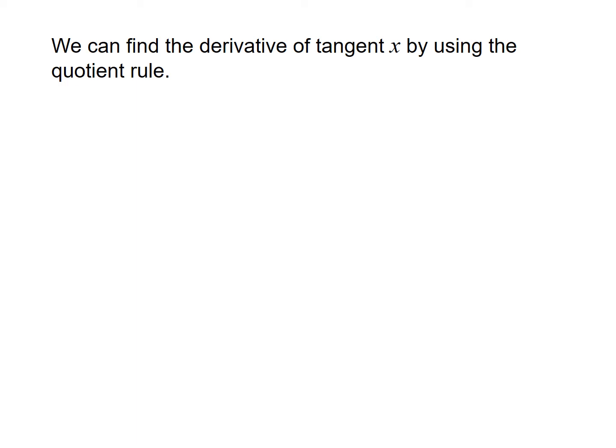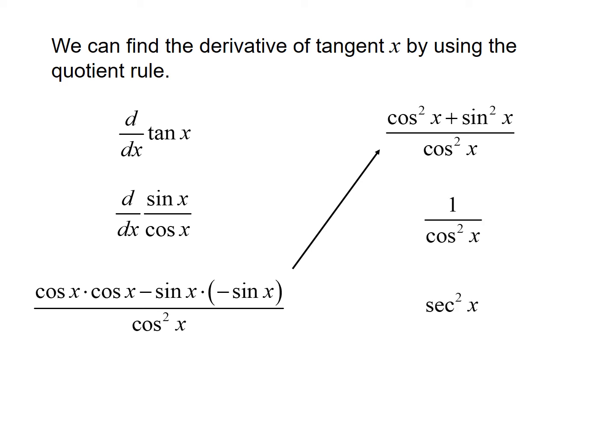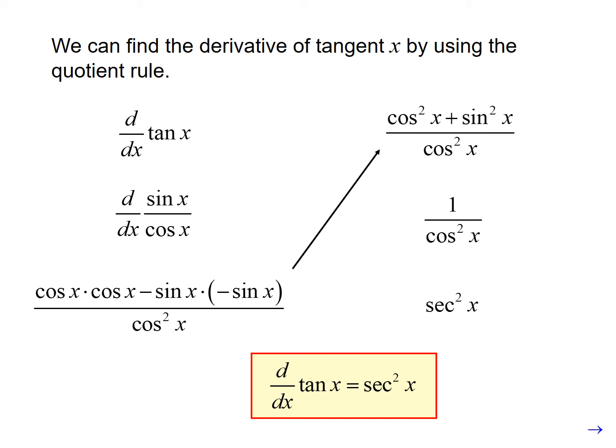So if we find the derivative of tangent using the quotient rule, well, tangent is sine over cosine, so that allows us to use the quotient rule. Low d high minus high d low divided by the square of what's below. Simplify that down. We know that sine squared plus cosine squared is 1. 1 over cosine is secant, so the derivative of tangent is secant squared.